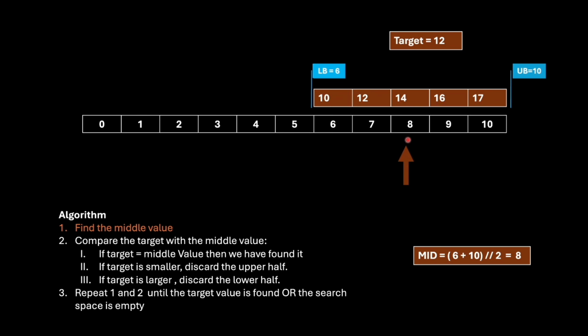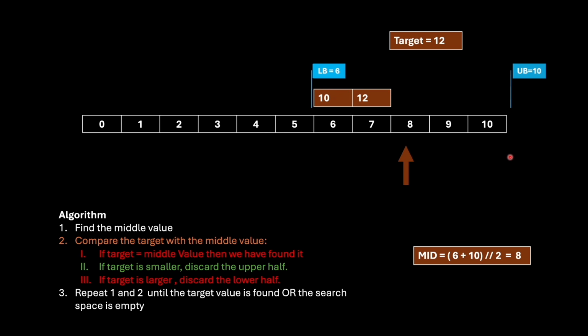Okay, now compare target with the middle value. So compare 14 with 12. 12 is smaller than 14. Therefore, we will discard the upper half. As we have discarded the upper half, the upper bound changes to 7. And this makes sense again, because index 7 is the last element in our searchable range.